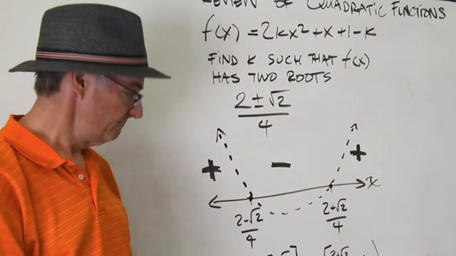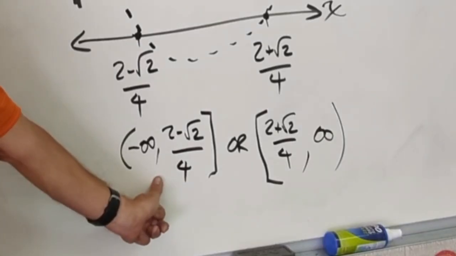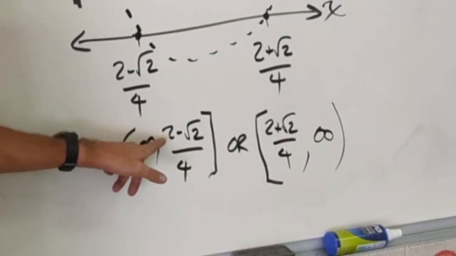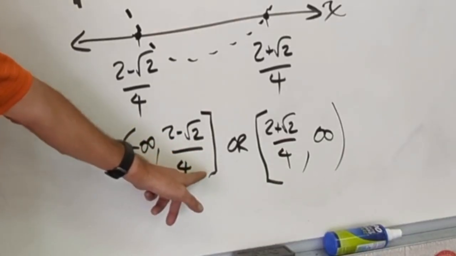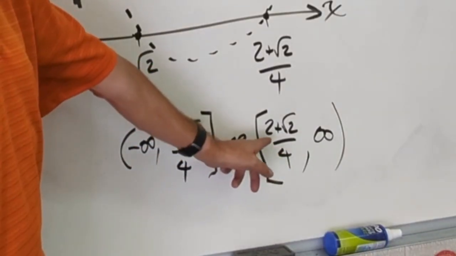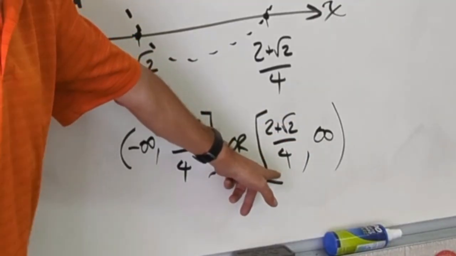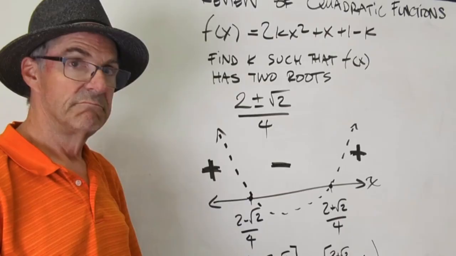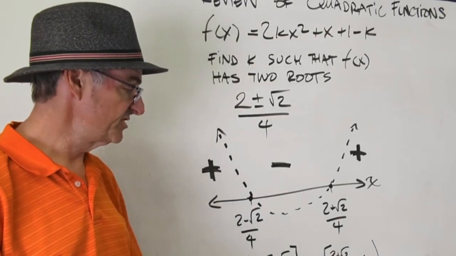All right, let's see what you got. Here's the bottom end, the bottom part of our range. We go all the way to negative infinity, but we stop at 2 minus root 2 over 4 inclusive, so that value works. And then on the other side, we start at 2 plus root 2 over 4, that value works, and we go all the way up to positive infinity. So there you have it. Or maybe not. There's a mistake there.